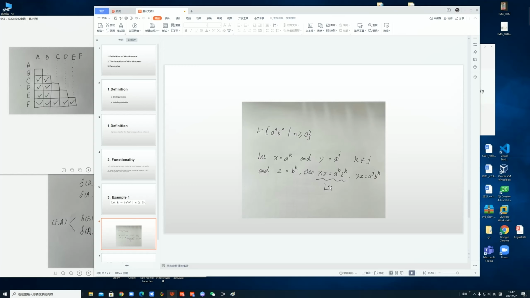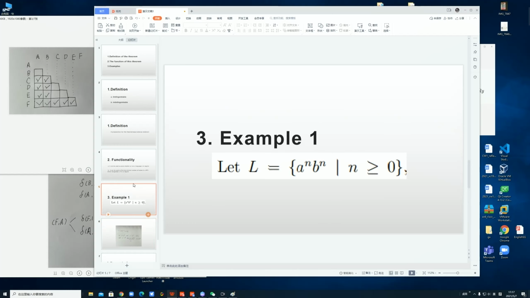Therefore, we can say each equivalence class of L can contain at most one string of the form a to the power of j. So there must be infinitely many equivalence classes. So the language L is not a regular language.